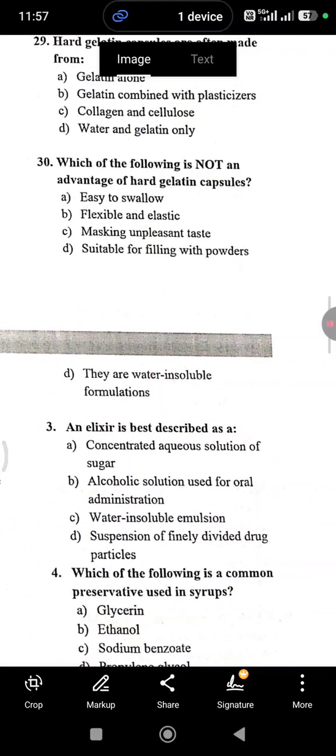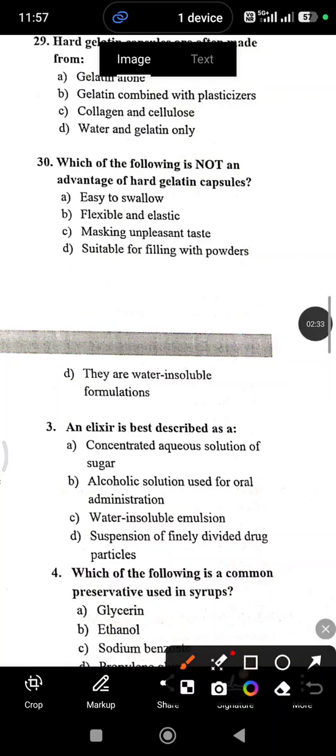Let's go to question number 3. An elixir is best described as: Option A, concentrated aqueous solution of sugar. Option B, alcoholic solution used for oral administration. Option C, water immiscible emulsion. Option D, suspension of finely divided drug particles. The right answer of question number 3 is option B, alcoholic solution used for oral administration.